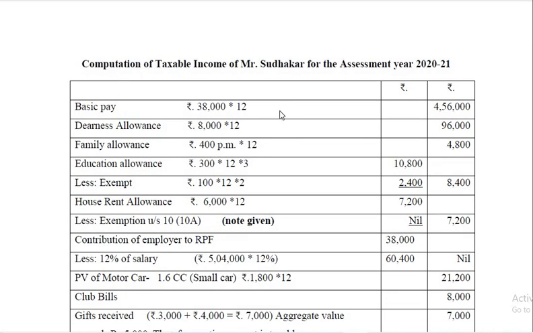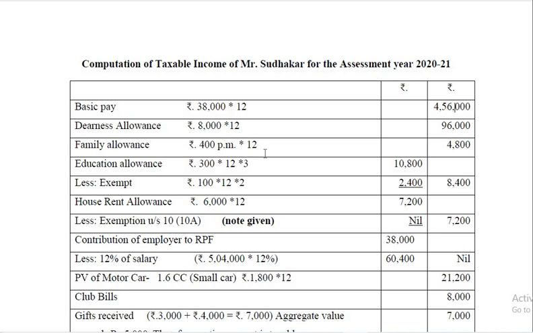The basic salary 38,000 per month into 12, 4,56,000. It is fully taxable. Dearness allowance 8,000 into 12, so 96,000. It is fully taxable. And within the bracket they had given in the problem 4,000 is considered for retirement benefits. So this has to be taken while computing contribution to recognized provident fund as well as HRA purpose. So now you have to take fully 8,000 rupees.